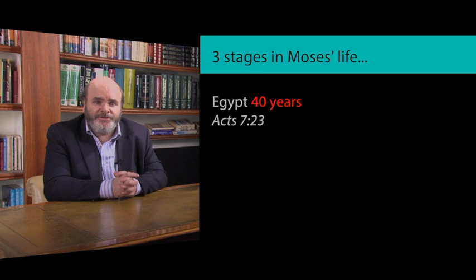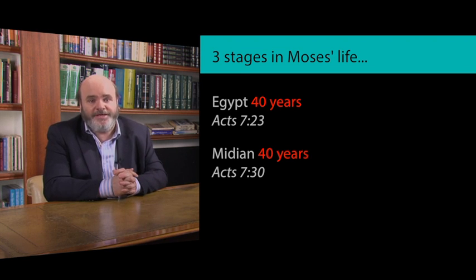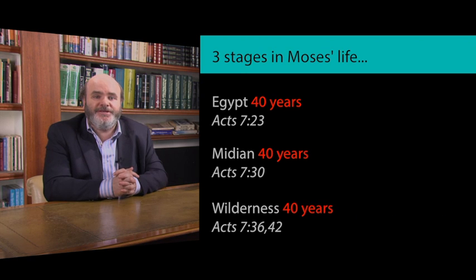First of all, Moses in Egypt, 40 years, Acts 7:23. Secondly, Moses in Midian, 40 years, that's Acts 7:30. And then thirdly, Moses in the wilderness after the Exodus for 40 years. That's Acts 7:36 and 42. So we have established every time period except the time between Joseph's death and Moses' birth.